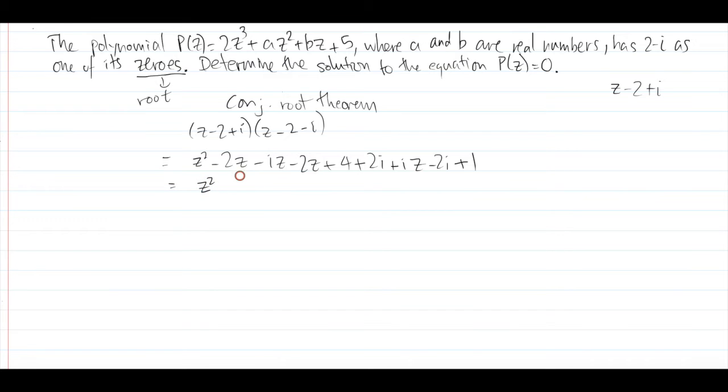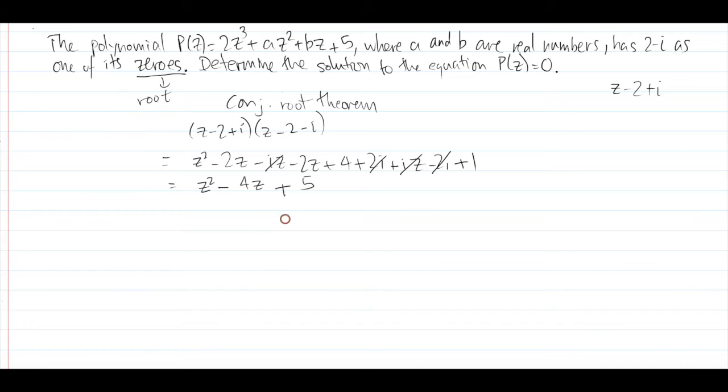And then at the end you have z squared. You can't simplify that further. We have minus 2z. We also have another minus 2z over here. So that gives us negative 4z. iz cancels out with this iz. And this 2i cancels out with this negative 2i. At the end of the day we have 4 plus 1, 5. So we have a quadratic factor, z squared minus 4z plus 5.